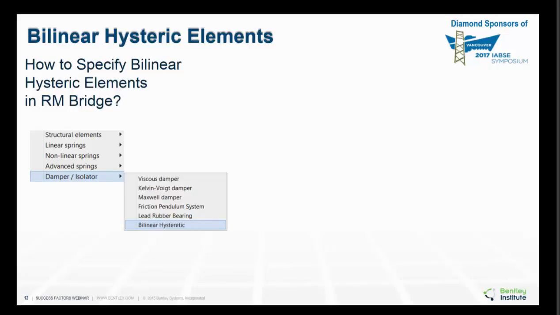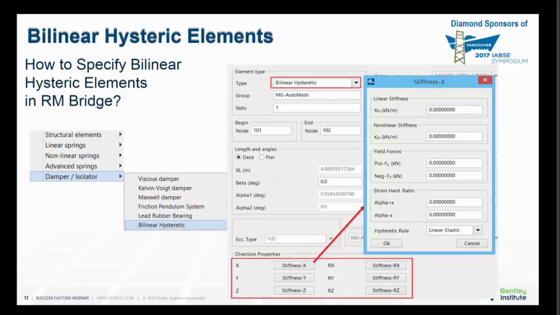You can find these elements under the damper and isolator, bilinear hysteretic. When you select these elements, as you see in the red box on the bottom, you have a direction property. You can assign 6 properties: stiffness in X, Y, Z, and stiffness for the rotation in X, Y, Z. In the next slide, I'll explain how you can add this input inside the software.